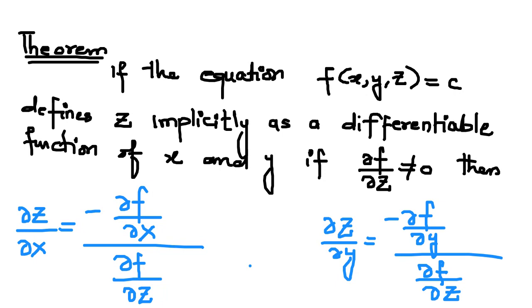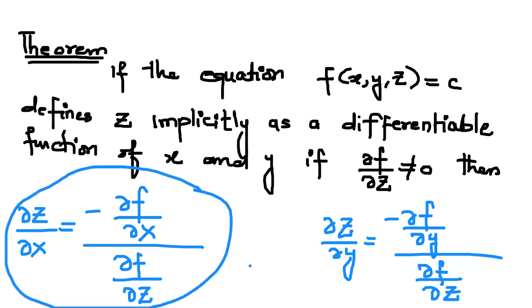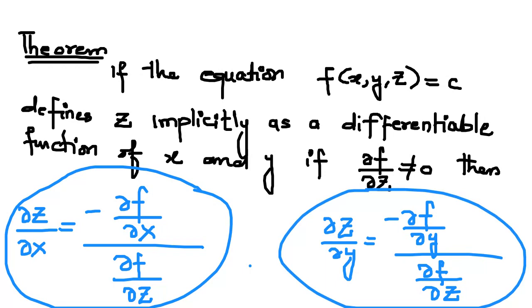Okay, so this is the formula for finding the implicit differentiation with respect to x and with respect to y when you have a function or equation of three variables. Okay, so now I will give you one example, so that you know which type of equations are given to you when you apply the implicit differentiation with respect to x and with respect to y.